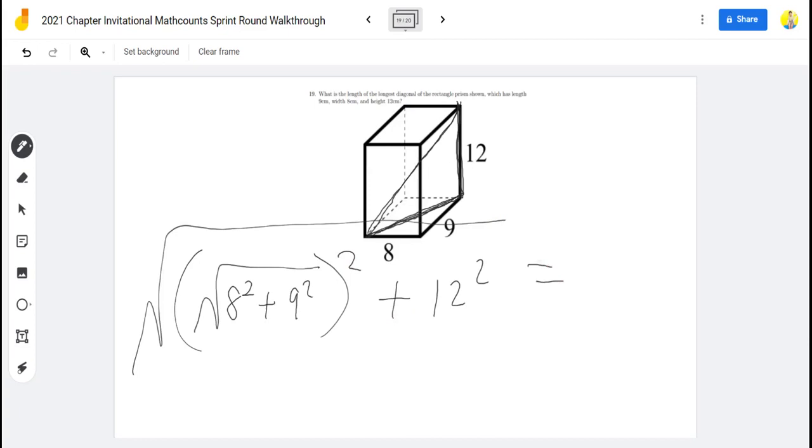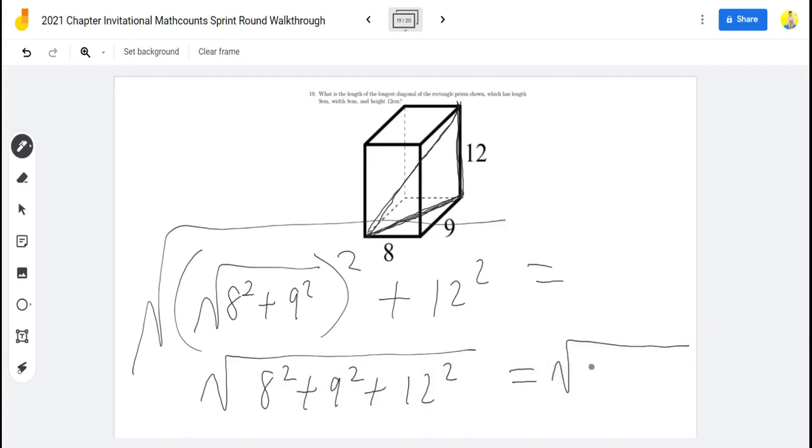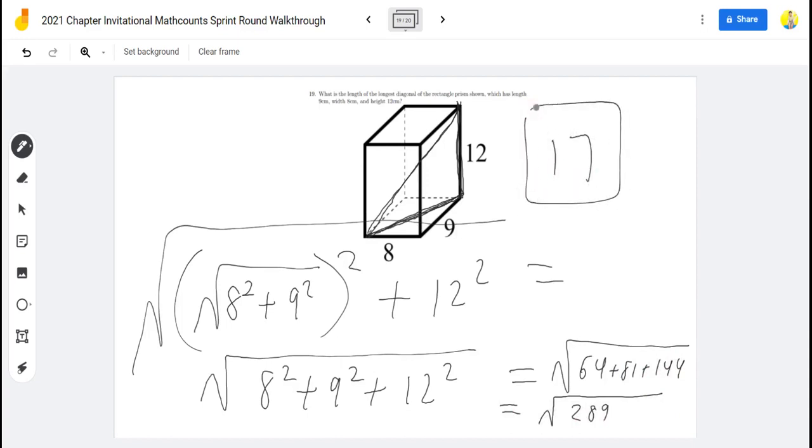And finding this, we see that it's just the square root of 8 squared plus 9 squared plus 12 squared. This is equal to the square root of 64 plus 81 plus 144, which is equal to the square root of 289. And the square root of 289 is just 17. So 17 is our final answer.